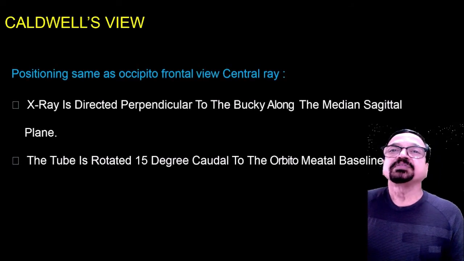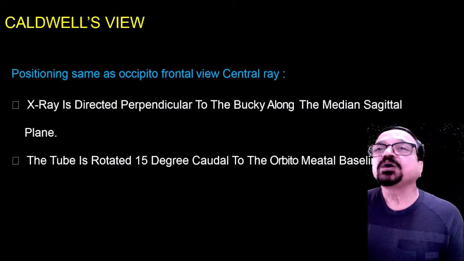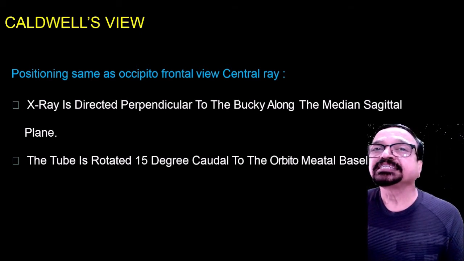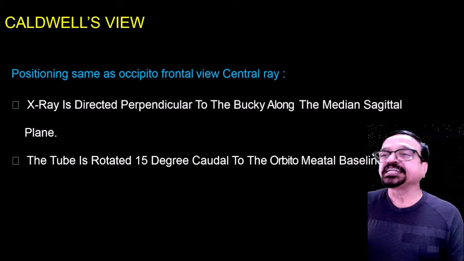Now, here the position is the same as that of the occipitofrontal view, that is the PA. X-ray is directed perpendicular to the bucky along the median sagittal plane. The tube is rotated 15 degrees caudal to the orbitomeatal line. So in Caldwell we give 15 degrees angulation, which we do not give in PA.